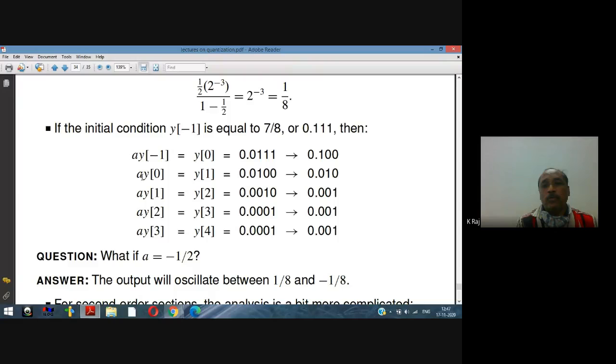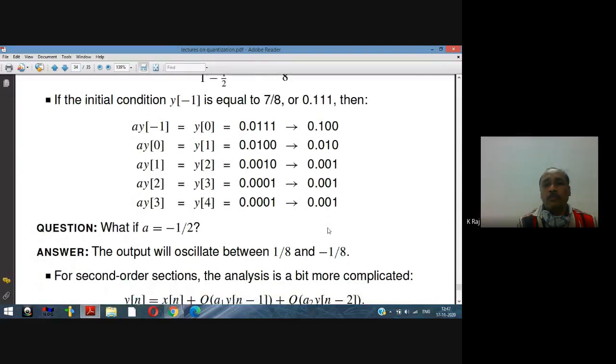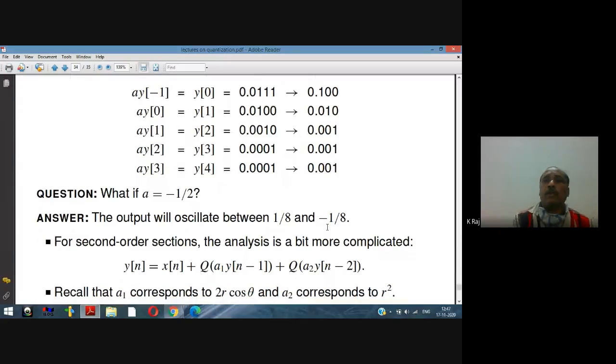Now the next one will become a y(0), that is the value of a multiplied by y(0), it will become y(1). The y(0) here will become 0.11, and the approximate value will remain the same. Similarly we can get y(2), y(3), y(4), and we will find that y(2), y(3), y(4) are approximately the same values. So even though there is no signal, we are getting the output, and this is named the limit cycle oscillation effect.